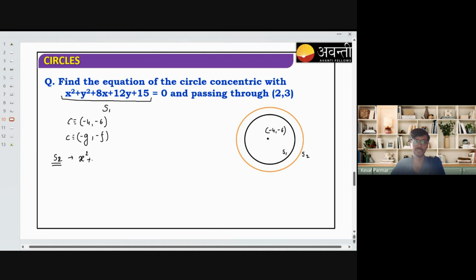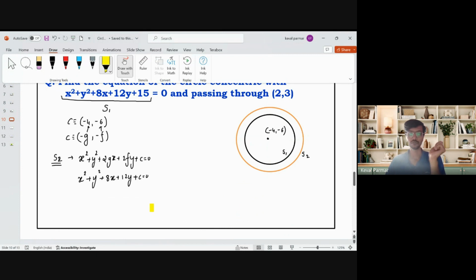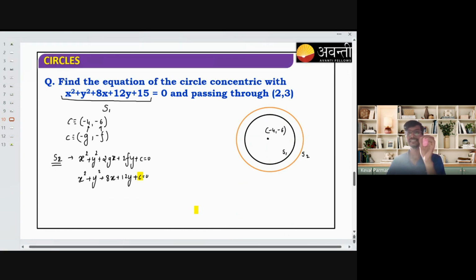Equation of circle is x square plus y square plus 2gx plus 2fy plus c equals to 0. Now we have the value of g and f. What is the value of g? g is 4, f is 6. So let us substitute the value. We'll get x square plus y square plus 8x, 2g, twice of g, plus 12y plus c equals to 0. Am I correct? Now in this, what do we need, guys? Which constant do we need? We need c.